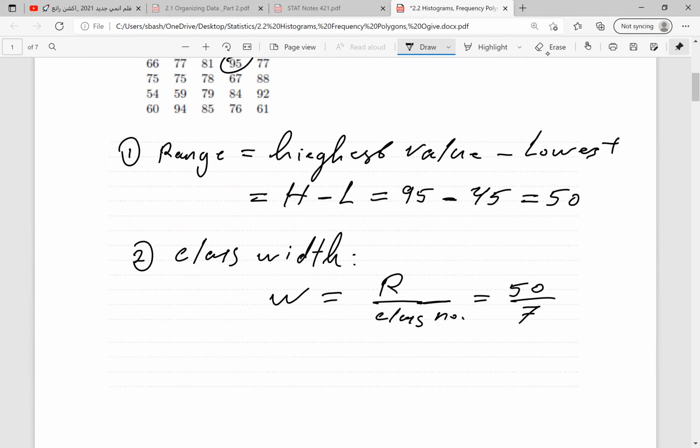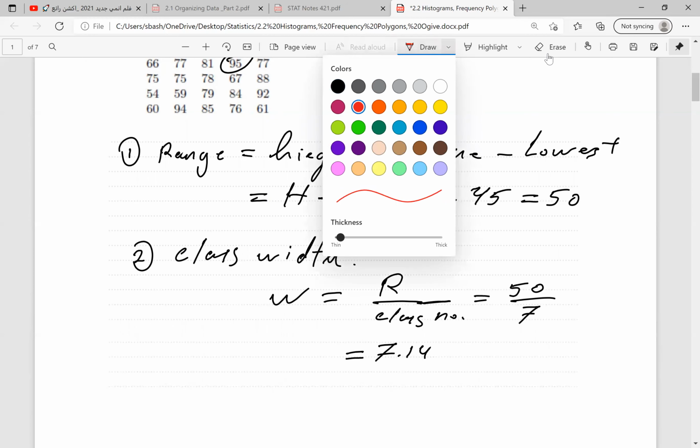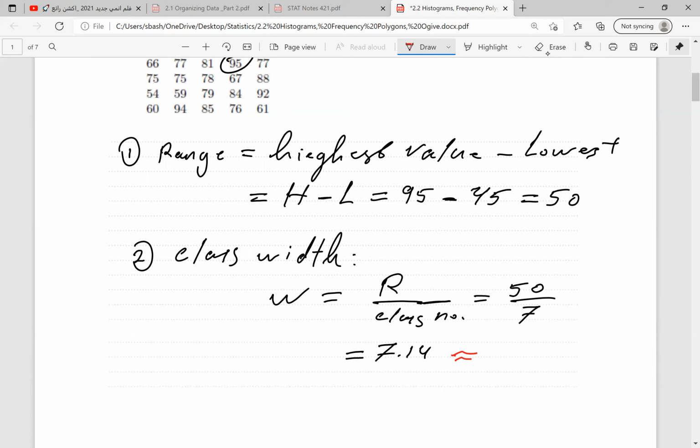50 divided by 7 is equal to 7.14. Since we have a decimal and all the data are integer, this must be rounded up. So we are going to round it up, so the class width is equal to 8. We are going to use 8. So each time to find the class width, we have to round it up.